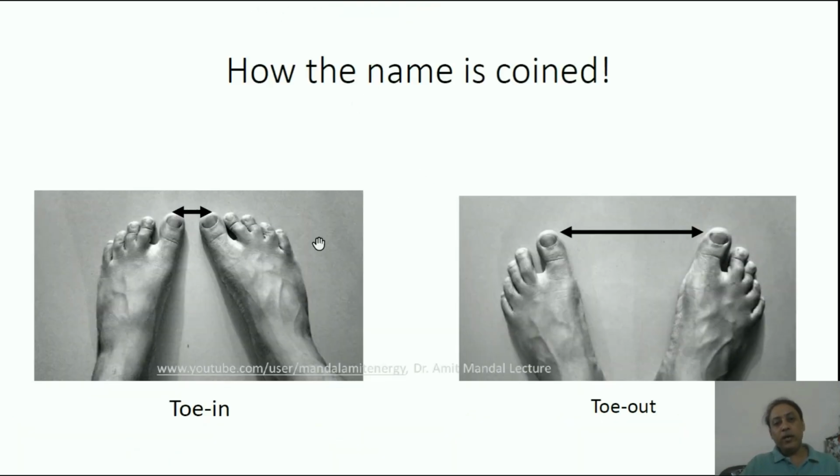So how the name came is quite simple. These are the toes of our feet. In case the toes are closer to each other compared to the heel, this is toe in, and in case the toes are wider, you can see the distance is greater compared to the heel, then this is toe out. So this is how the names toe in and toe out were coined.